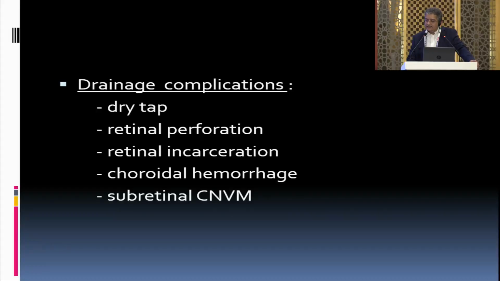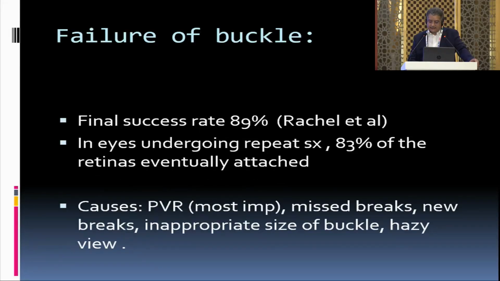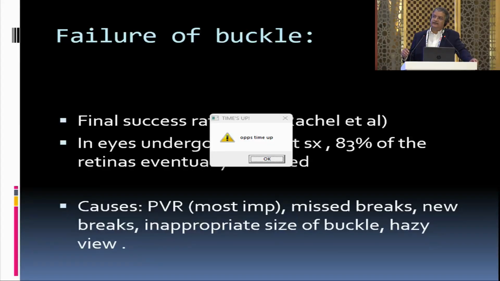So as I said, the drainage is the most dreaded complication procedure here, and it could be complication of a subretinal bleed, choroidal bleed, a retinal incarceration, and a long-term even a neovascularization developing from that site. So buckle surgery is not without its failures. Failures could be because of a misplaced buckle itself where the break is not completely tamponaded, and also it could be because of missed break, new break formation, or PVR, which is more common when you do extensive cryo in such cases.